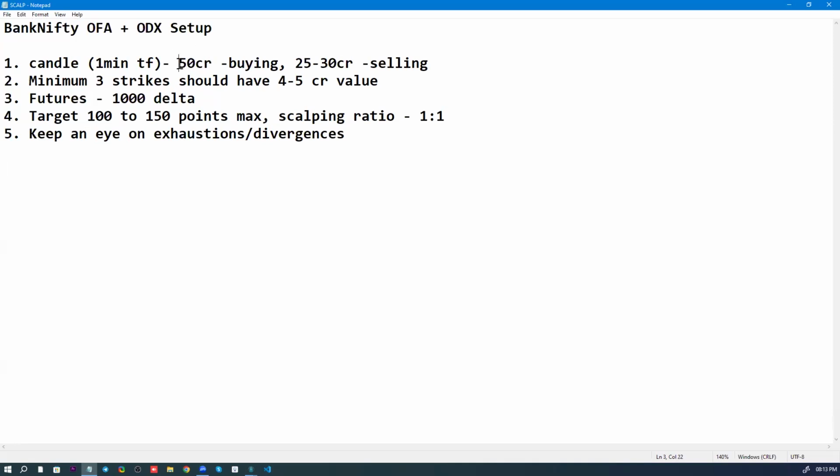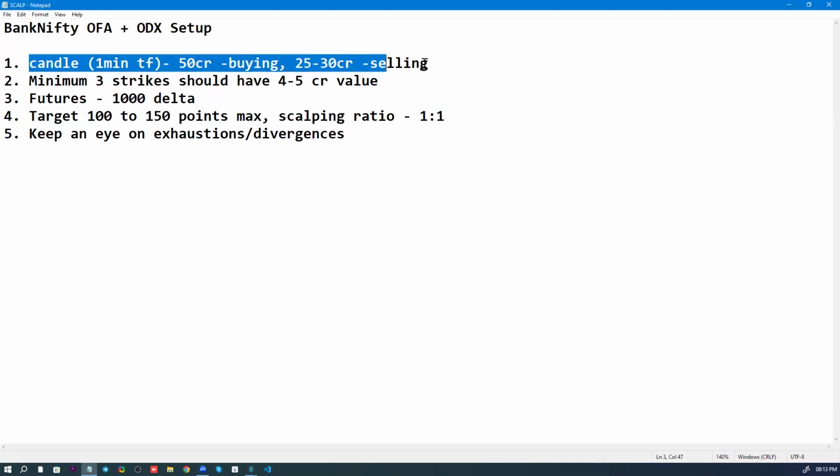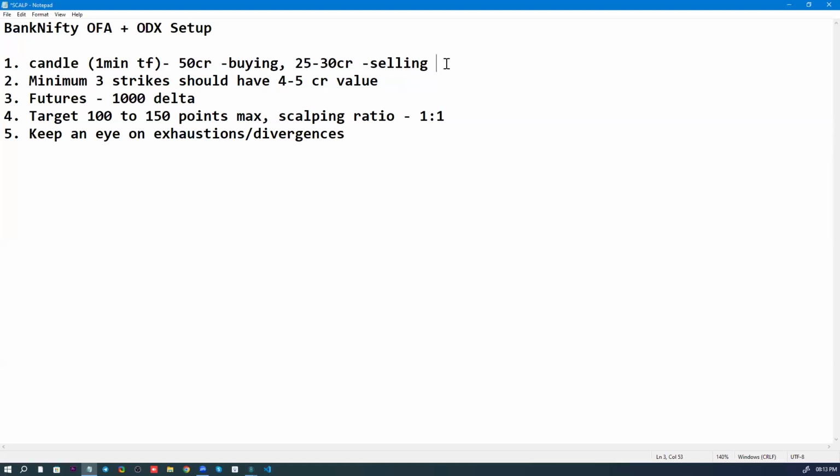The first thing that we are going to look at is 50 crore of buying, and 25 to 30 crore of selling should be visible. 50 crores of buying and selling should be visible in the ODX profile, in this data, the total buy sell aggregator. In this indicator you will see 25 to 30 crore value in the selling and 50 crore in buying.